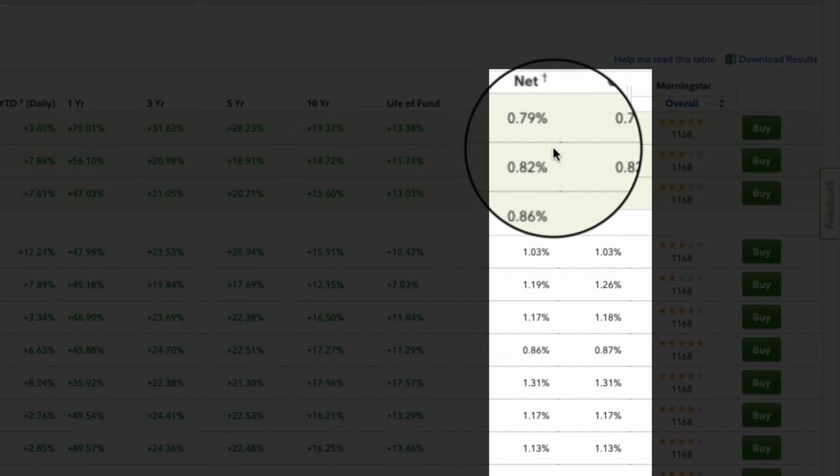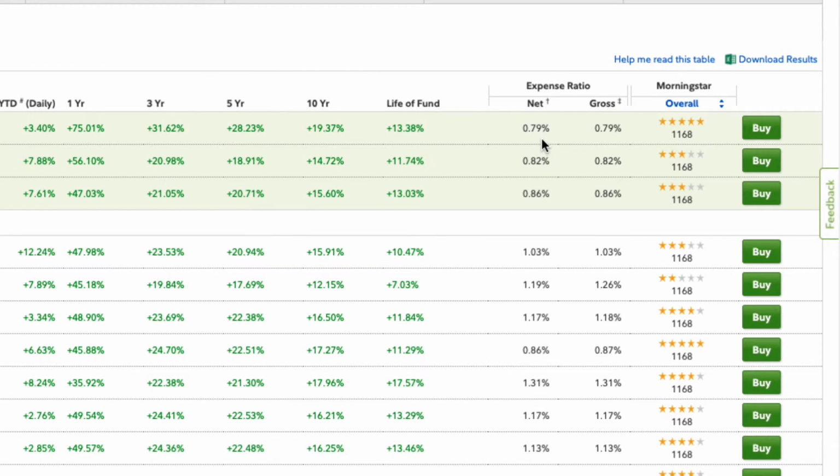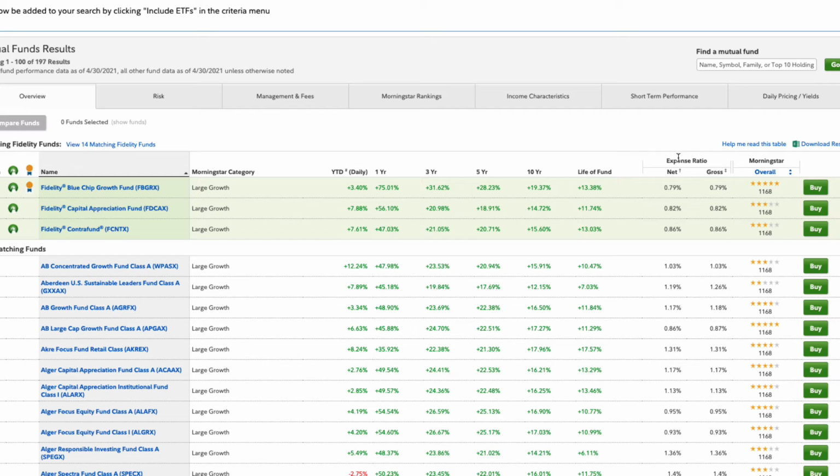But what does that mean? What kind of impact is that going to have on your investments? Well, for me, when I see expense, I think cost, and this is going to cost me some money. So the only way for me to really understand the impact of an expense ratio on my investments is I have to look at the actual dollars.